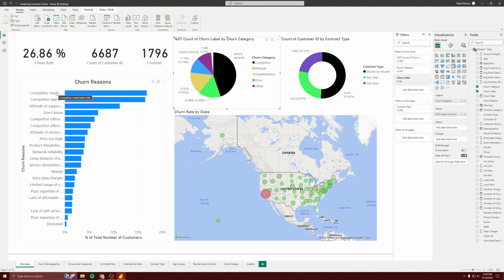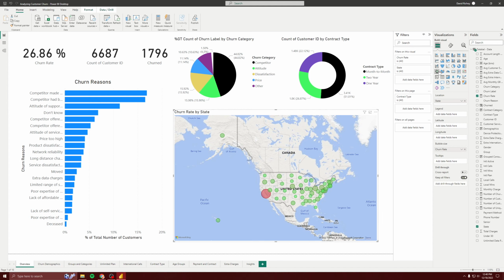Here we have different churn reasons. Competitor made a better offer is the highest reason of customers that churned, then competitor had better devices, and attitude of support person. And it's kind of funny that "don't know" is about half. We don't know the reason why they churned. And "deceased" is, I guess that's good, a low number here.